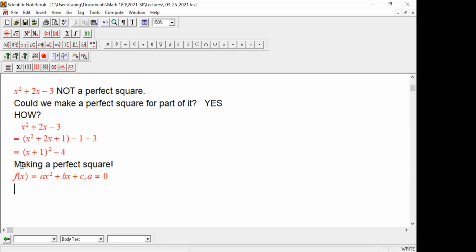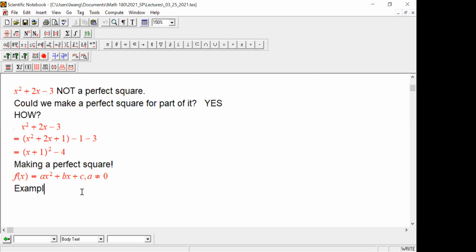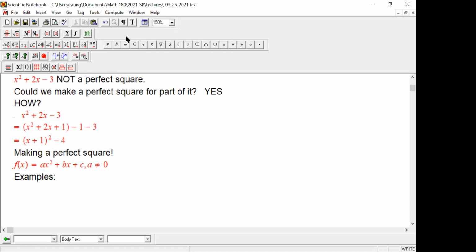So let's look at some examples. Let's start making perfect squares. Are you guys ready to try a few? Yep. Let's go. Okay, so next, I'm going to give you x squared minus 2x plus 3. That's not a perfect square, so we can add 4.